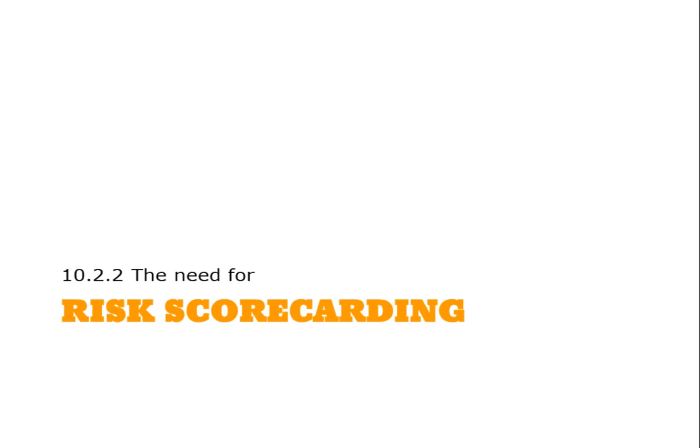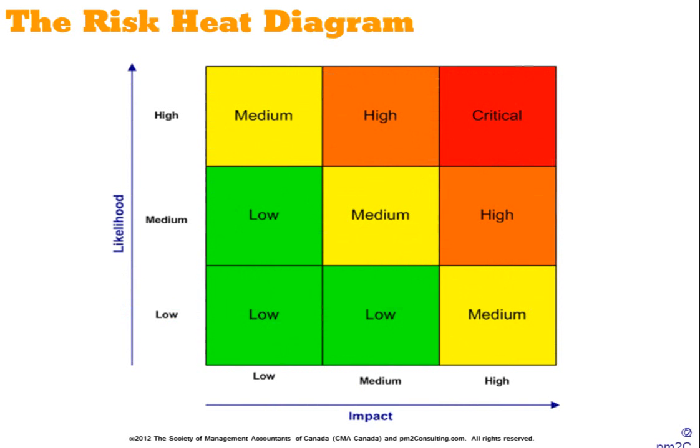So the need for risk scorecarding really has to do with a gap that currently exists in how risk is dealt with in organizations. Typically, risk is charted on a heat diagram like this, where on the left axis we're going to look at the likelihood that something's going to happen from low to high, and across the bottom the impact of that risk occurring, again from low to high.